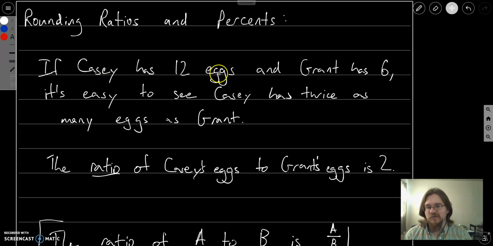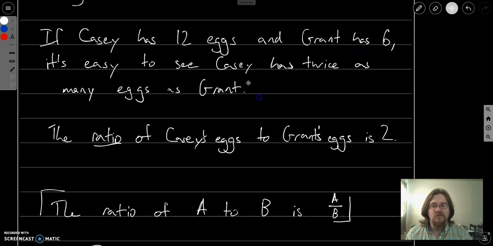If Casey has 12 eggs and Grant has 6, it's easy to see that Casey has twice as many eggs as Grant. So what we're doing is comparing how many eggs each person has. And when we're looking at this, we're looking at the ratio. So 12 eggs is twice as many as 6 eggs.